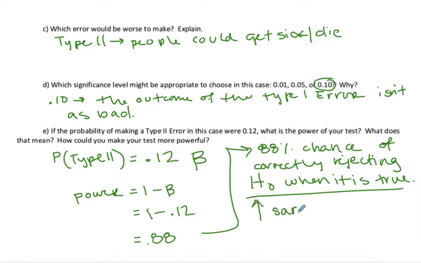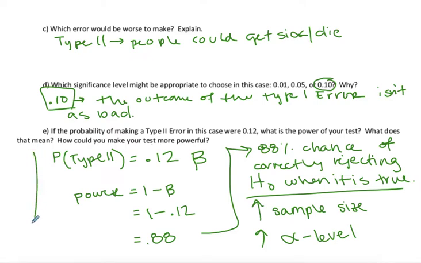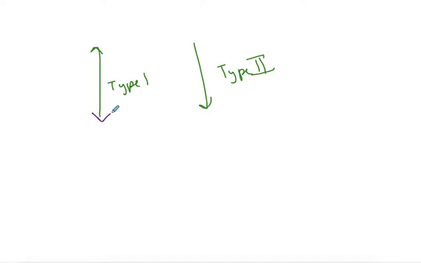Increase sample size, always a good thing, and increase alpha level, so our significance level. So this is where by increasing this to 10%, we've reduced our probability of making a type 2 error. Those two things are inversely related. As I increase type 1, I decrease the type 2, and vice versa. So if I switch it up and decrease my type 1, I'm increasing the type 2.